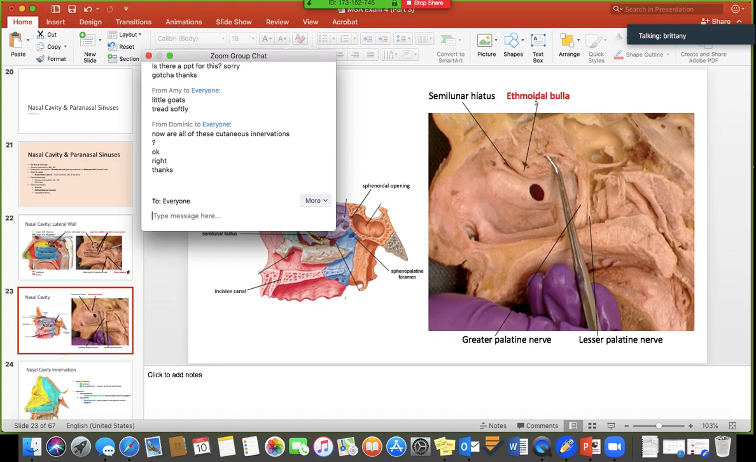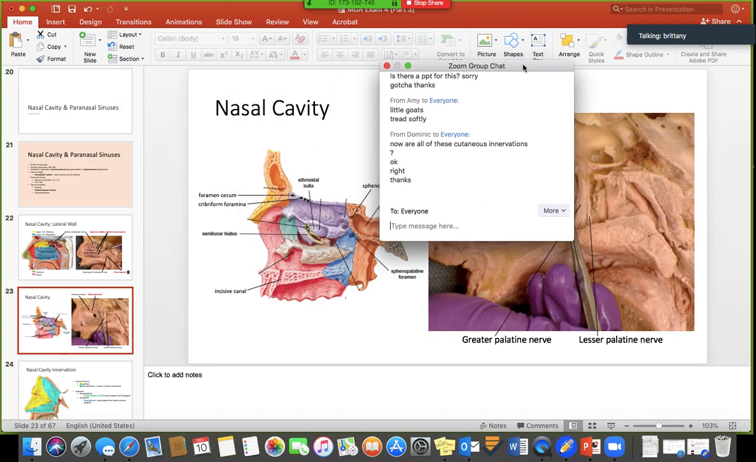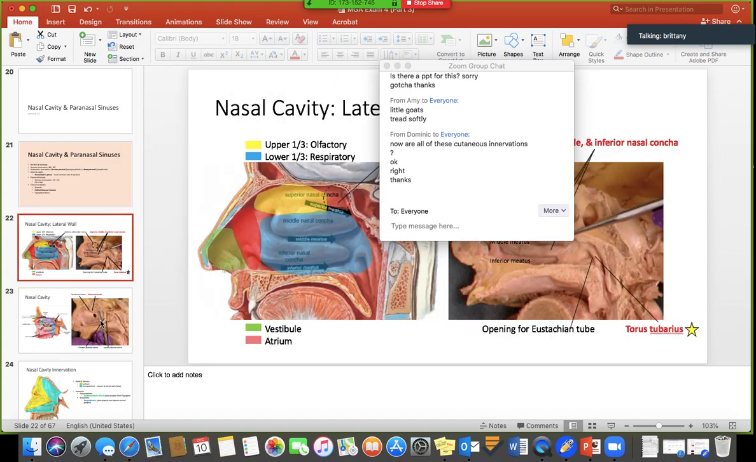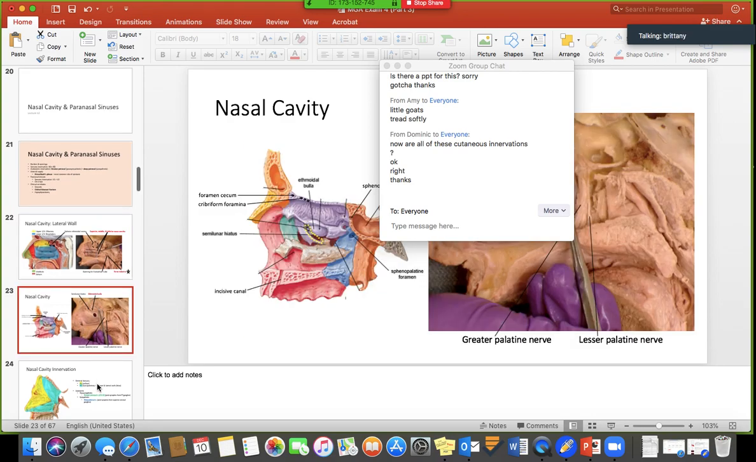Something else that was tagged last year was this ethmoid bulla. And then make sure you can identify the semilunar hiatus as well. Okay, so a lot of this is literally just being able to identify the structures.